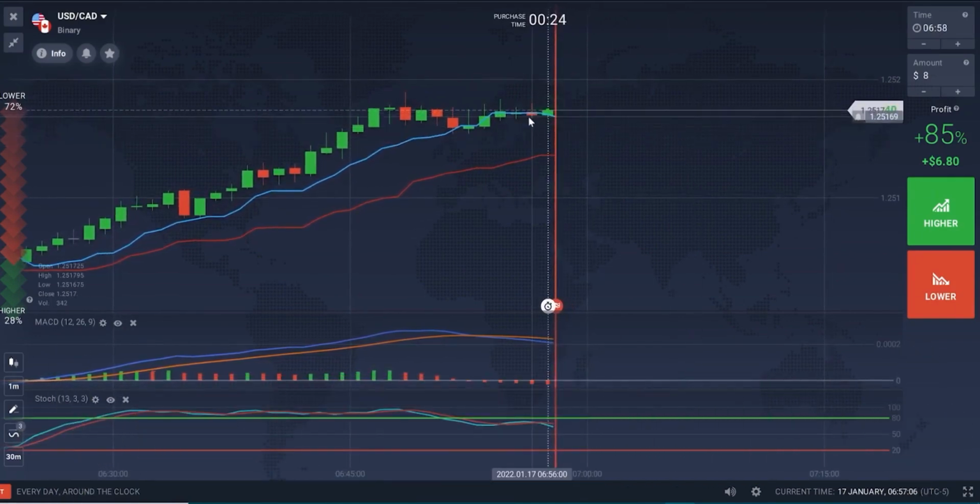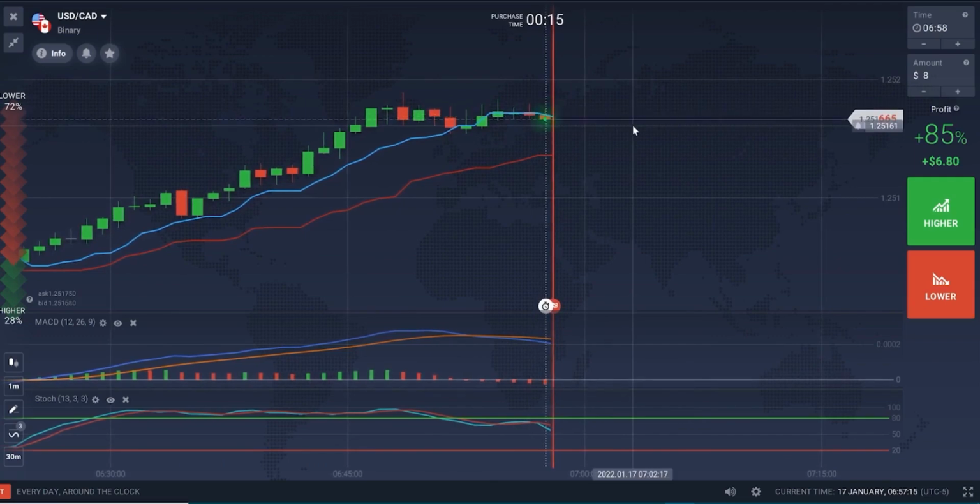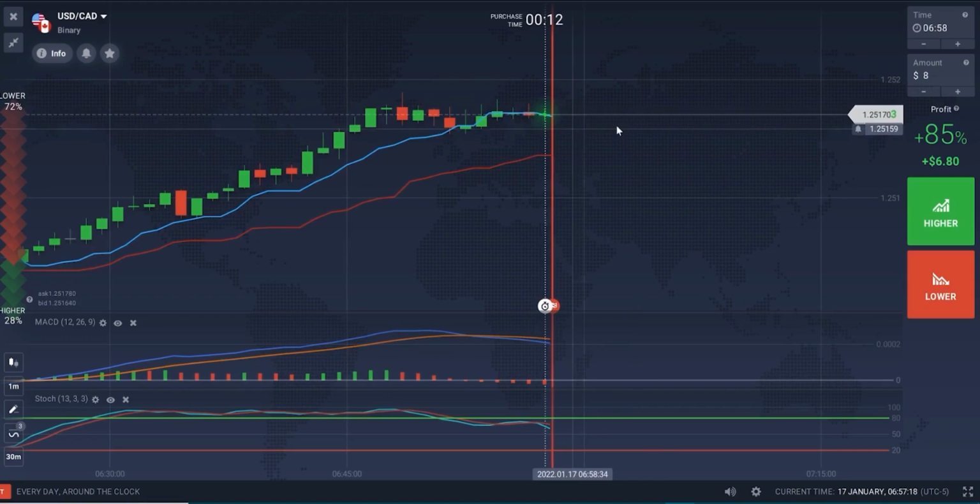Alright, this candle is also a weak one. Although it's red, it has a very small body and lacks strength. It's not a good time to enter a trade just yet, so we need to wait and see how the next candle forms.